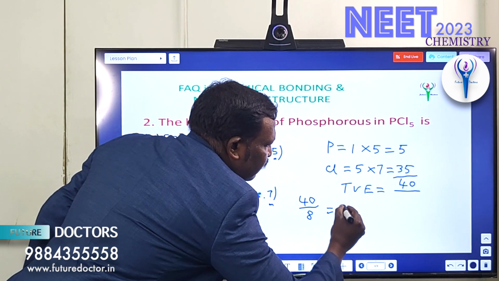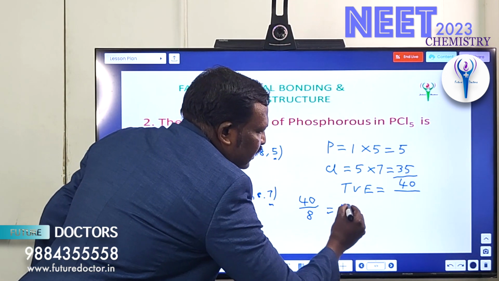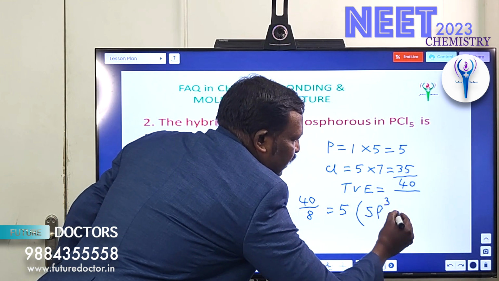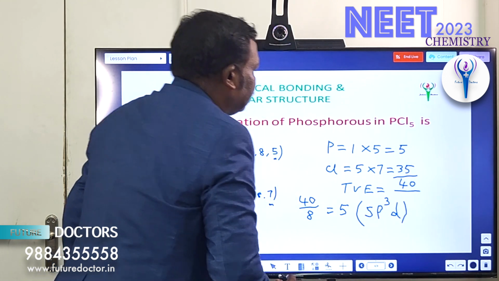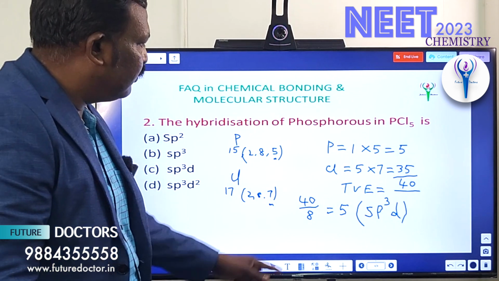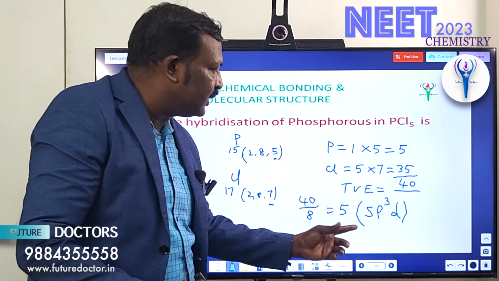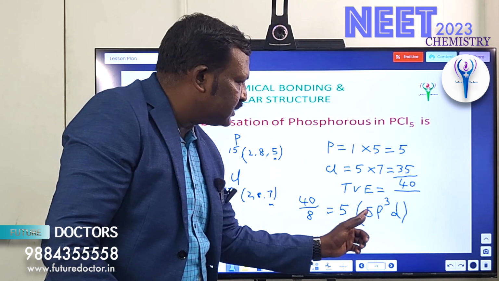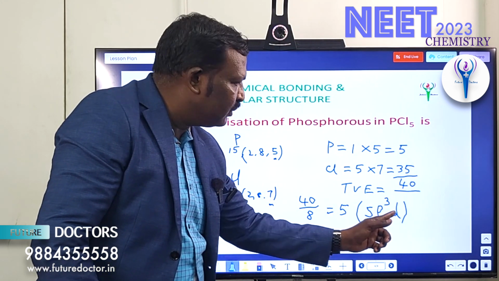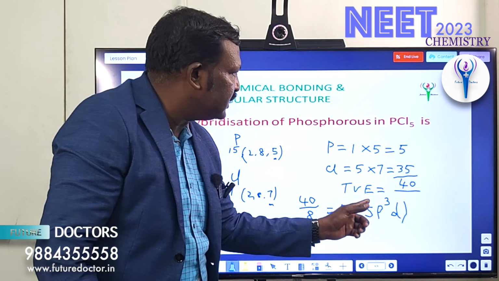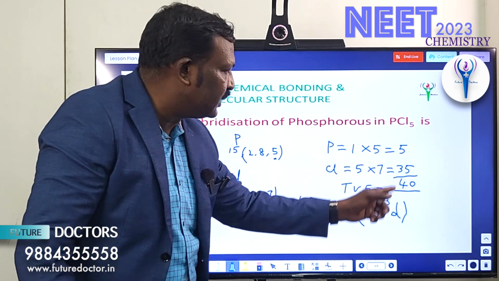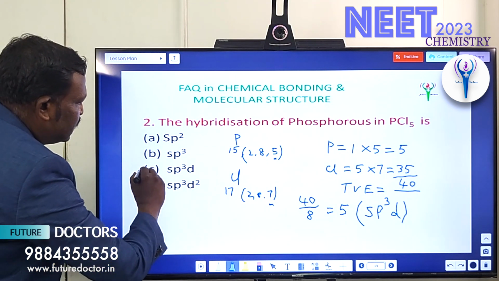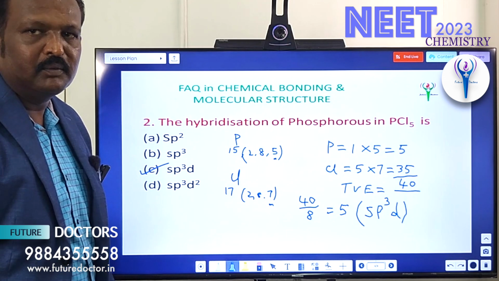Simple one. 5. What's the meaning of 5? 1 s orbital, 3 p orbital, 1 d orbital. Are you following? Suppose 4, then only sp3. Suppose 5, then 1 s orbital, 3 p orbital, 1 d orbital. So the hybridization of phosphorus in PCl5 is sp3d. Understood? So the answer is C. Are you following?